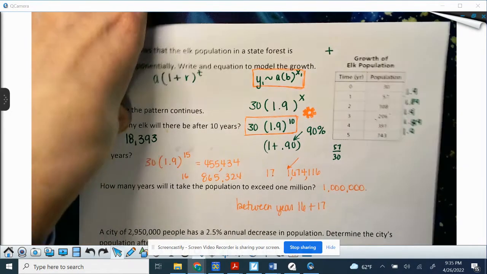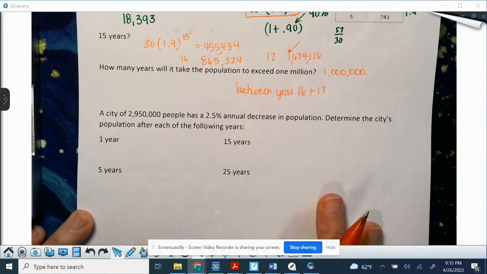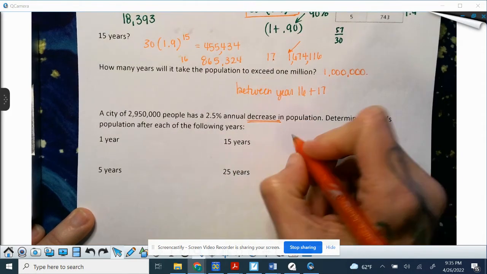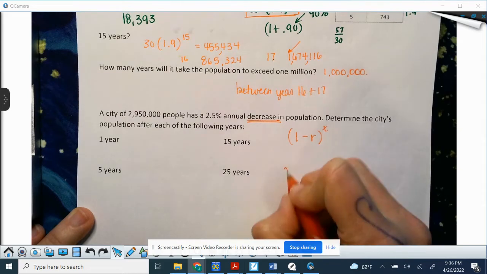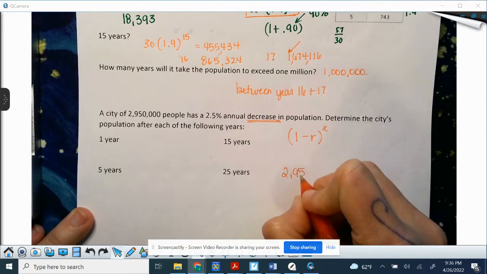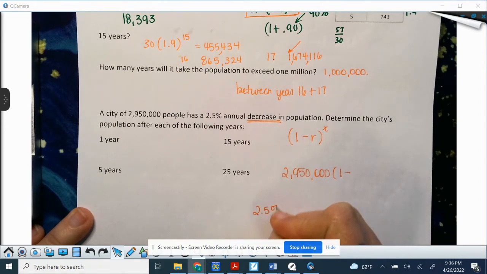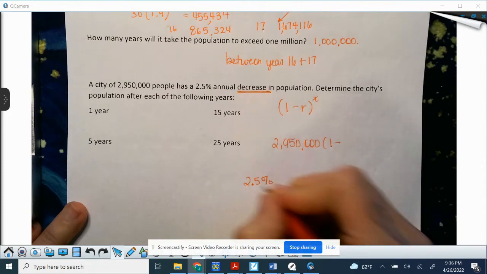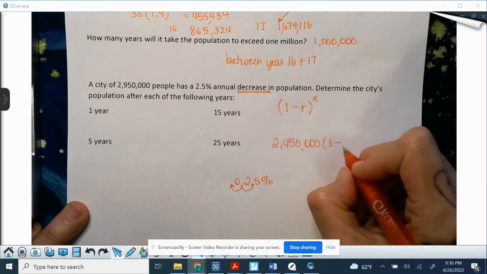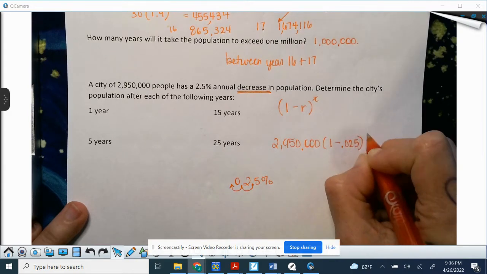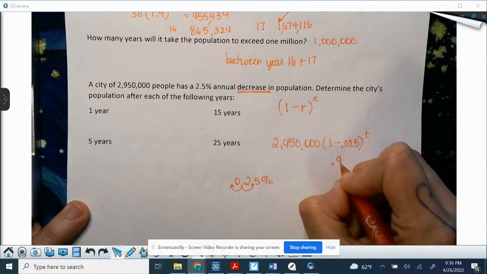All right, last one. A city of 2,950,000 people has a 2.5% annual decrease in population. So that means we know it's 1 minus r to our time. Our starting amount was 2,950,000, and this 1 minus that 2.5%. We still need to change it to a decimal because there's a percent there, so we're going to move that decimal 2 times or divide by 100. So 0.025 to our t. So 1 minus 0.025 is going to be 0.975.